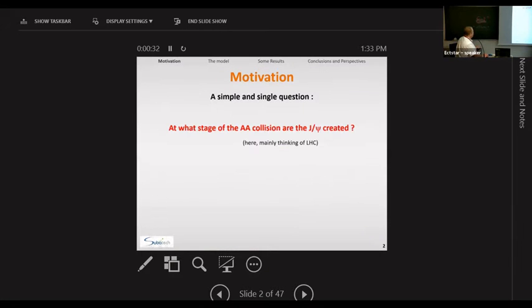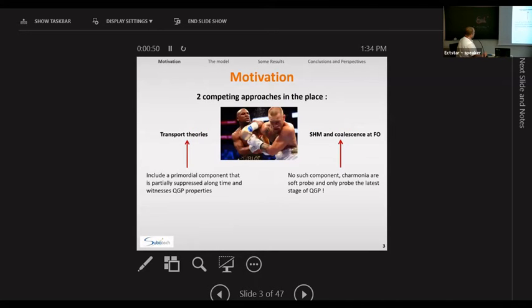Wow, now it works. Okay, so a very simple and single question as a motivation for my talk. I would like to know at which stage in the AA collisions the J/psi are created. And for this, I will adopt a pretty agnostic approach. I will just look at the two contenders in the field, that are either transport theory or the statistical hadronization model, and all kind of coalescence taken at freeze-out.